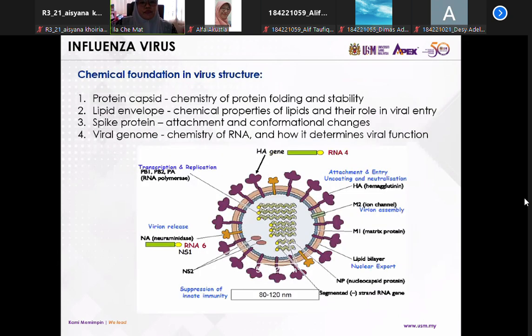All right, so these are the chemical foundations in the structure. The protein, the lipid, the spike, the viral genome, they all consist of chemical properties. And this is very important because it determines the viral function. So that's how the chemistry regulates the genomic material.